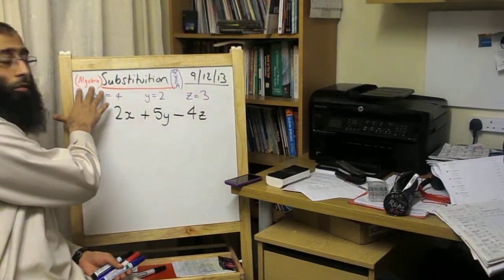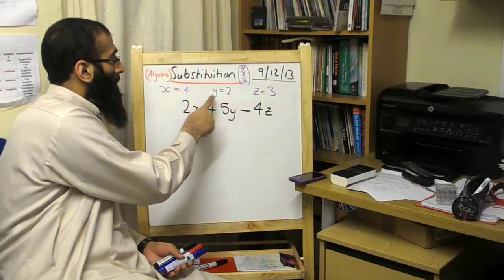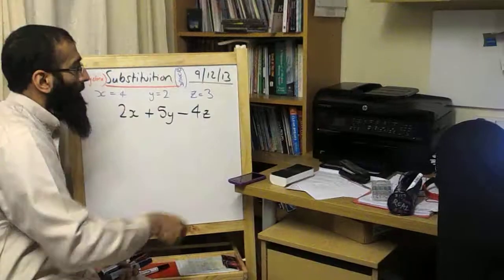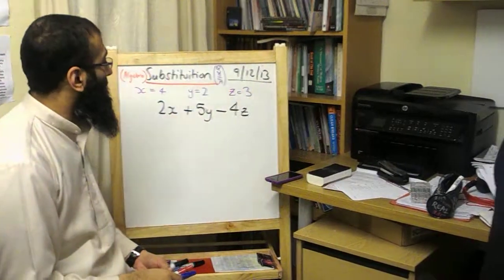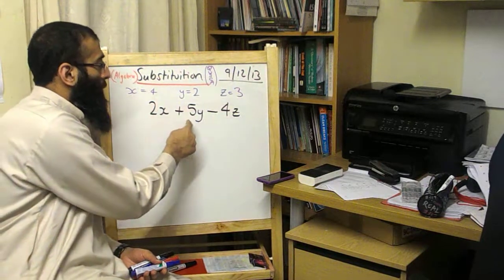Today we're looking at the algebra topic of substitution. We have the values x equals 4, y equals 2, z equals 3. Today's date is 9th of the 12th, 2013. We've got this example over here: 2x + 5y - 4z.